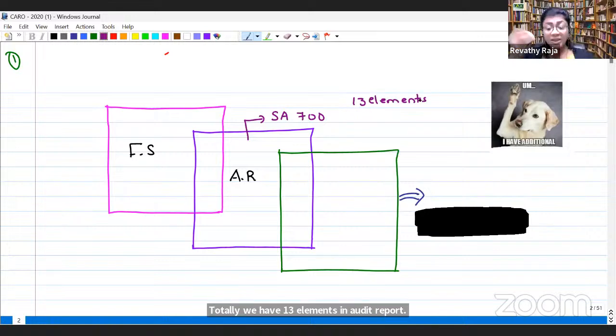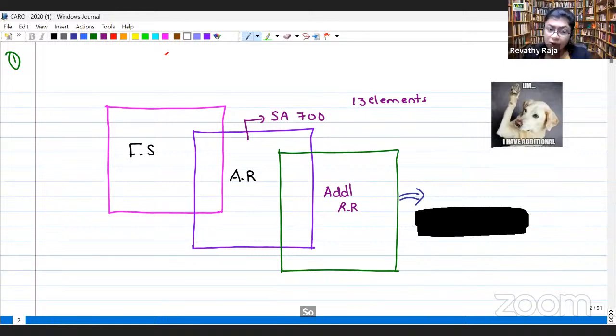Okay. Now, on top of the audit report, you have an additional reporting requirement. Over and above the usual audit report, we have an additional reporting requirement. That additional reporting is done under CARO. So CARO is a continuation of which element of the audit report?